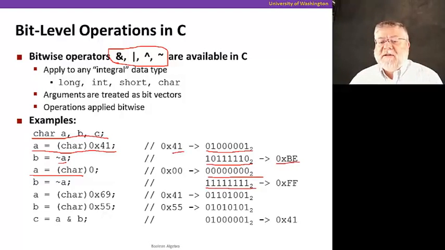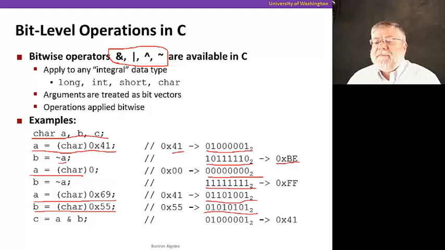Here's a case of an AND. We've taken 69 and 55 as bit vectors, represented here in these values. This should say 69, not 41.